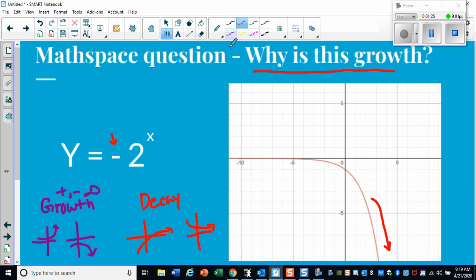Decay is going to be when your function is leveling off towards the horizontal asymptote, okay? So we want to look at decay because this started at a very large negative number and it's leveling off, okay? It's decaying. Same thing right here. This one started off as a very large positive number and it's leveling off on the right-hand side towards your horizontal asymptote. So that's what you're going to want to check, the end behavior of your graph.